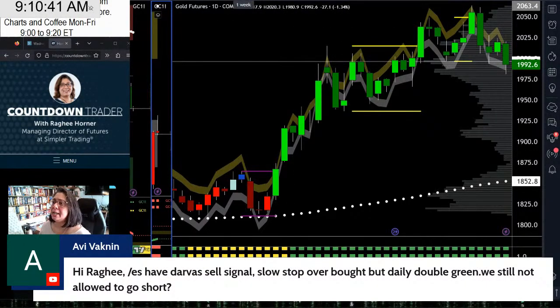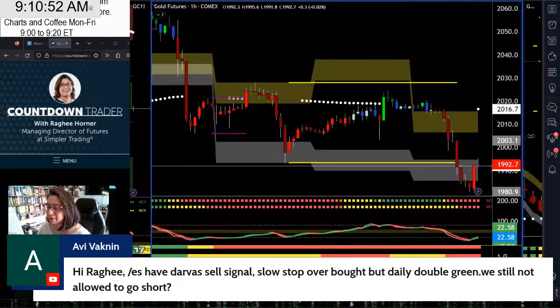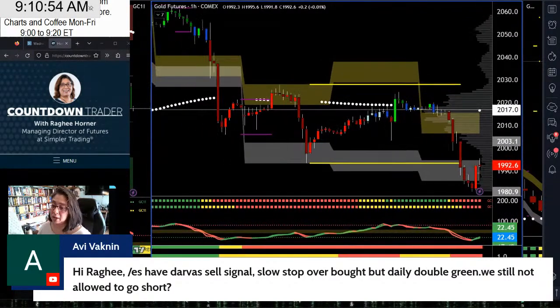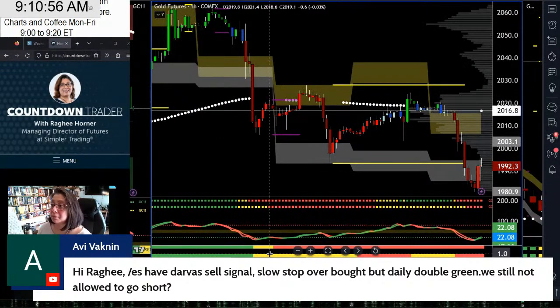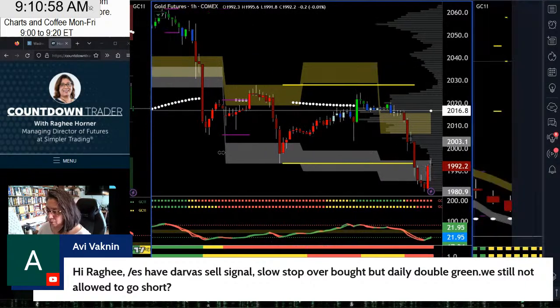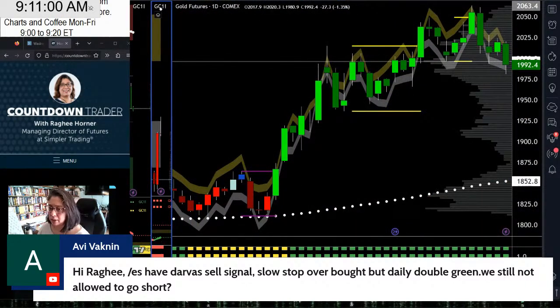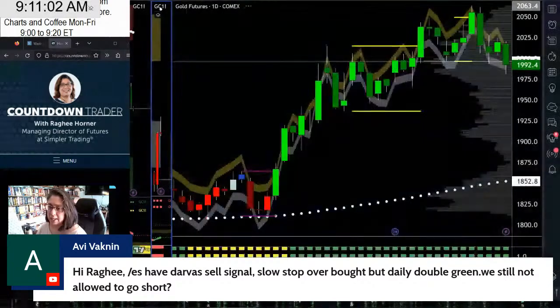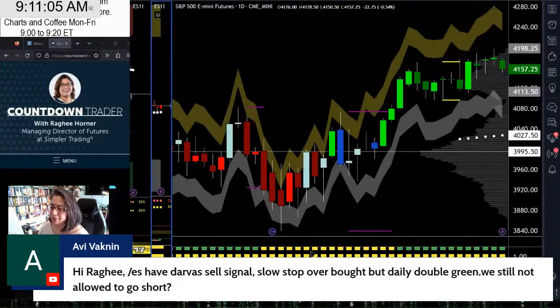Yes. All right. ES. Hey there, Avi. ES have Darvis sell signals, slow stow overbought, but the daily. Okay. So yeah, Avi, let me know what time frame you're looking at. That's always the best place to start. Oftentimes, just as important as the symbol is the time frame. So we take a look at ES. ES daily time frame is trying to turn into a trend. I would be looking at a buy for the most part here.